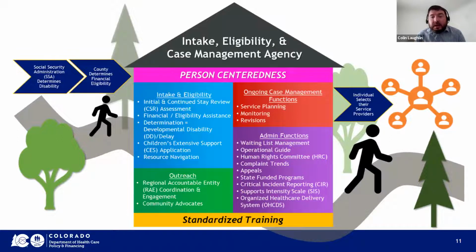And then last, it needs to include those administrative functions, so waiting list management, for example, for our DD waiver, human rights committee, appeals, looking at our state general fund programs. All of those things need to be inclusive of this particular model. And that's why we built this house, so to speak, that captures all of those things as part of this process.